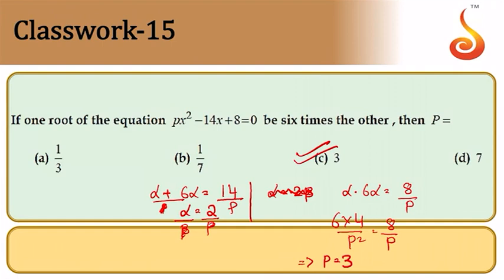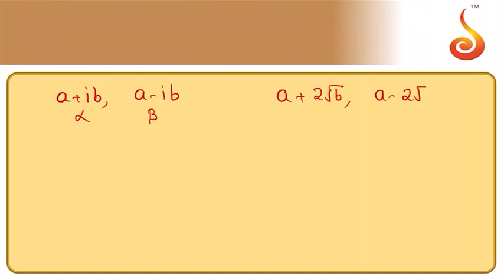Normally in JEE, this is the level they ask. They never ask a tough question. Sum of roots, product of roots concept. Whenever imaginary roots are given, a plus ib, imaginary roots always occur in pairs. And if it is a surd, surds also always occur in pairs. So if one root is a plus ib, the other root will be a minus ib. Similarly, if one root is a plus 2 root b, the other root will be a minus 2 root b.